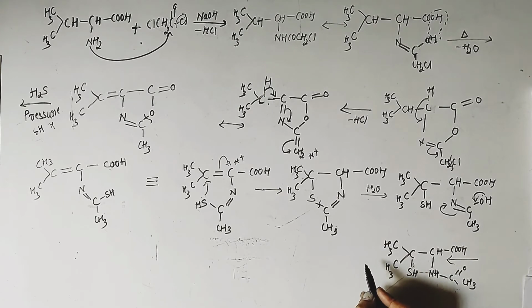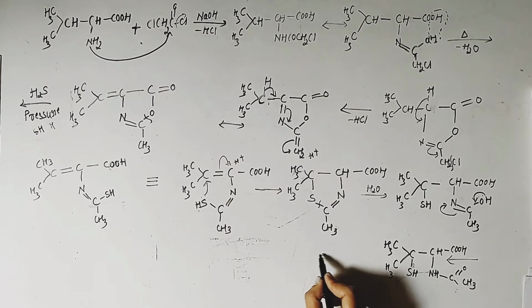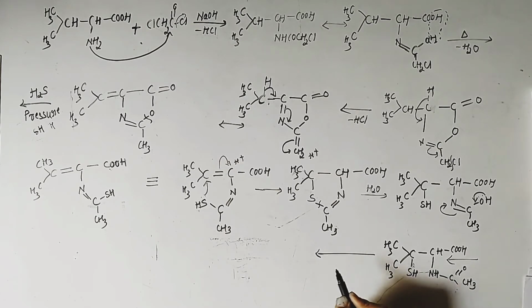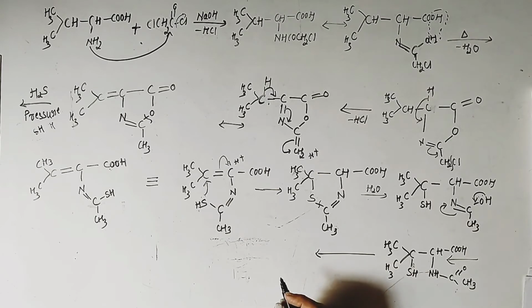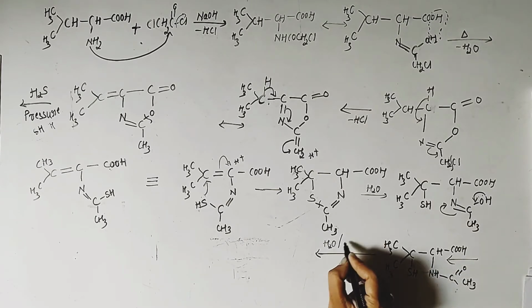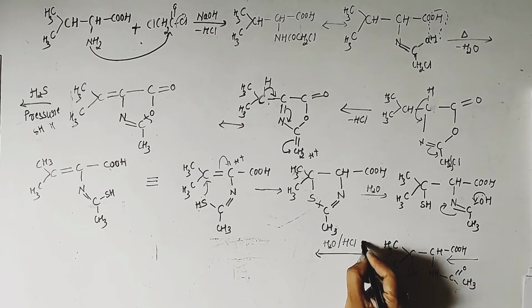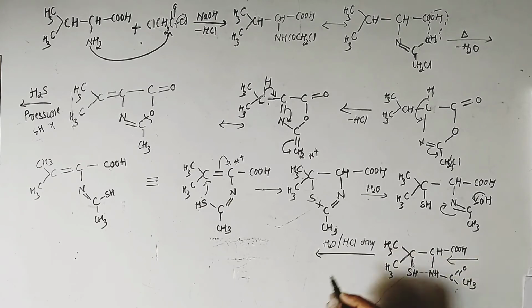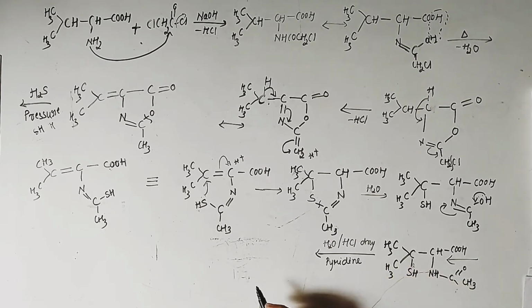See, now we have to deprotect this amino group such that we get the intermediate, our compound which is required for the synthesis of penicillin, that is penicillamine. So for that we have to undergo the hydrolysis once again, and the hydrolysis takes place in presence of water and dry HCl and in basic media.